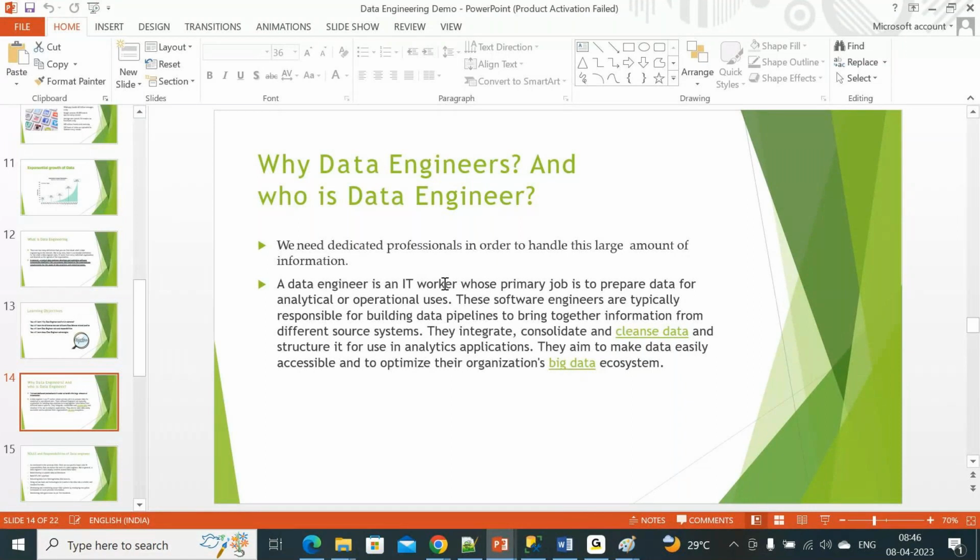These software engineers are typically responsible for building data pipelines. What are these data pipelines, sir? Every day you are getting the same data. Will you do the same work every day? Let's take an example: your bank, SBI, State Bank of India, or Bank of America. Every day they are getting the transaction data.